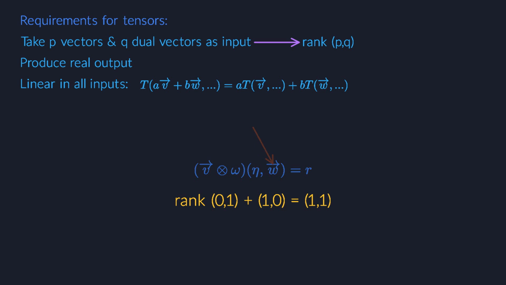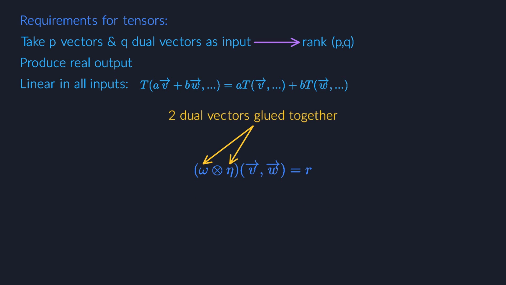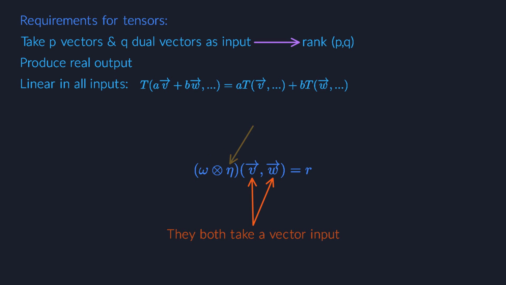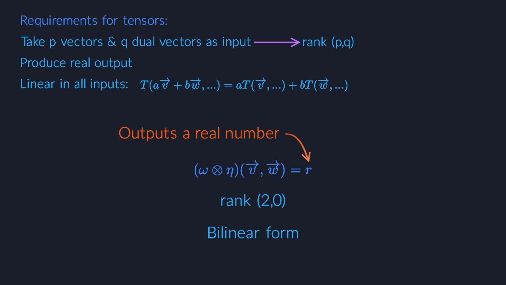Let's get a bit more creative and glue two dual vectors together. The resulting tensor is a function that takes two vectors as input, so it has a rank of (2, 0). In more traditional linear algebra, this is known as a bilinear form. As always, the word form means that it returns a real number. And bilinear means that it takes two input vectors and treats them both linearly. But again, we can also treat these tensors as objects that we can manipulate.